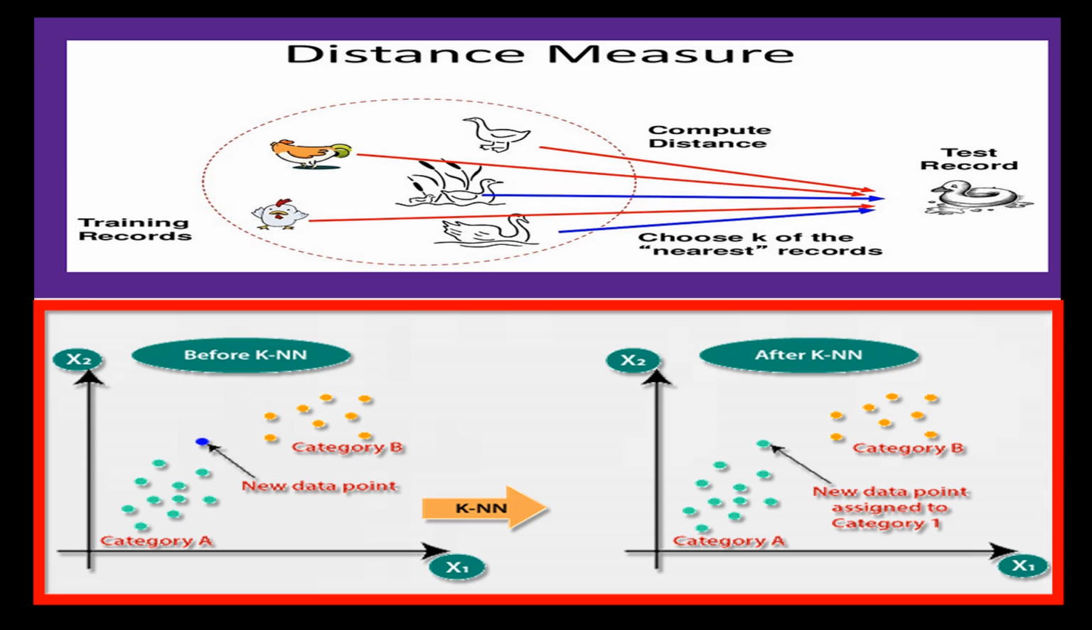So in practice, choosing an optimal value of k can be a challenge, and commonly used techniques include grid search or cross validation to find the value of k that yields the best performance.